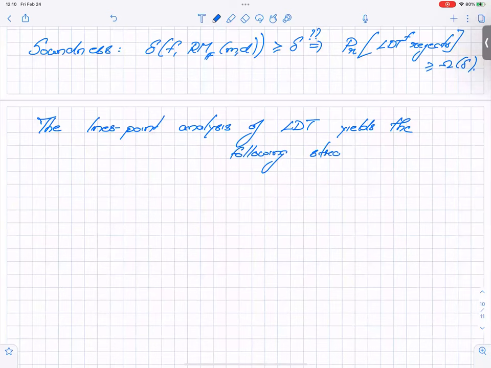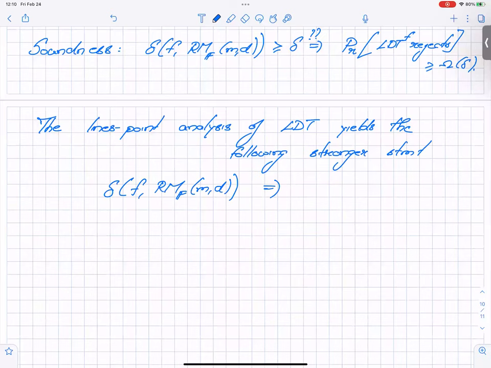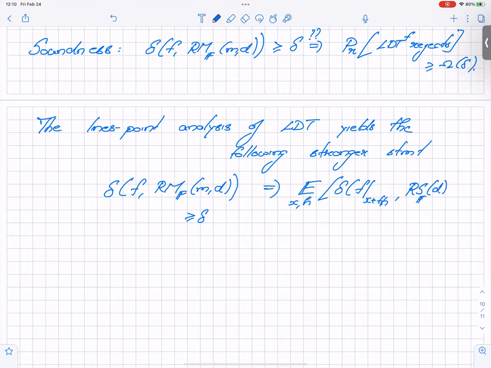It says, and this should be obvious now once I write it down, if F is of degree D, then the expected value over a random X and H of the distance of F restricted to the line X plus tH from Reed-Solomon of degree D is greater than or equal to something delta. I want to claim this is what we have actually proven.